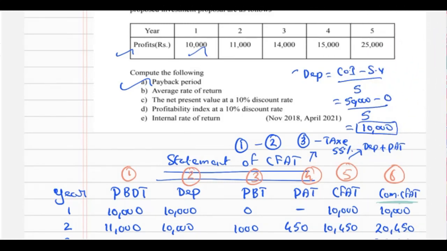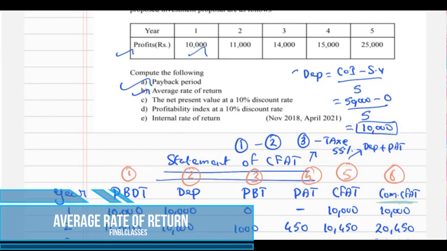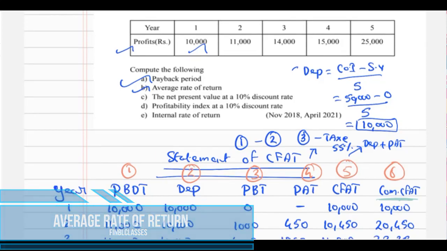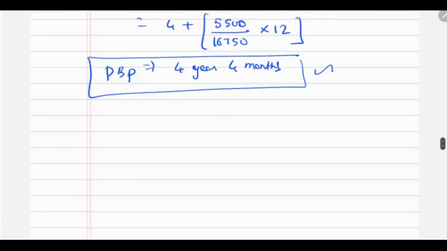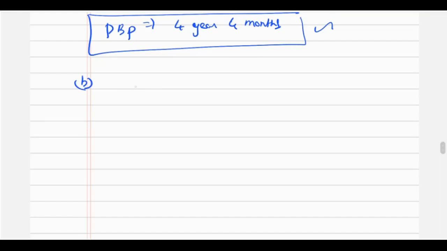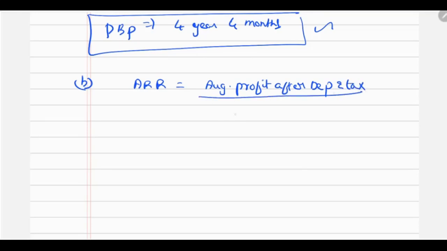Now, coming to the second method, we'll be calculating the average rate of return. So first we write the formula. Your ARR, right? So your average rate of return is equal to average profit after depreciation and tax, whole divided by your average investment, into 100. So this is your formula for average rate of return, right?